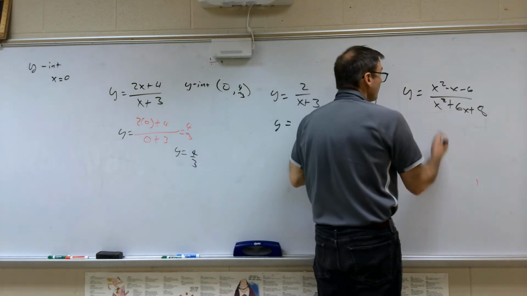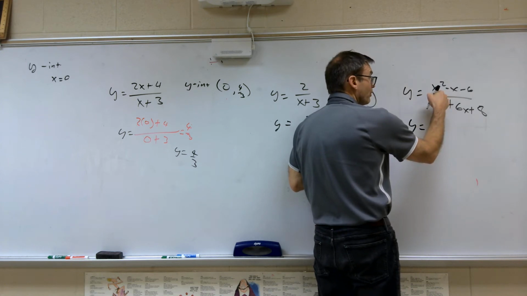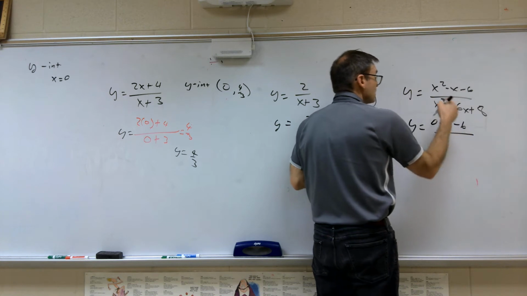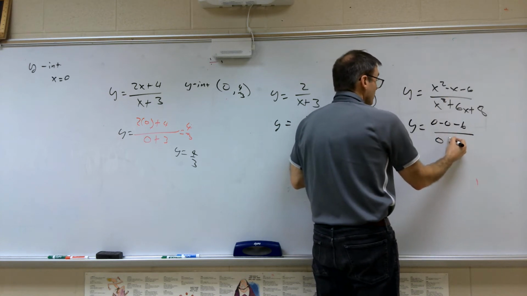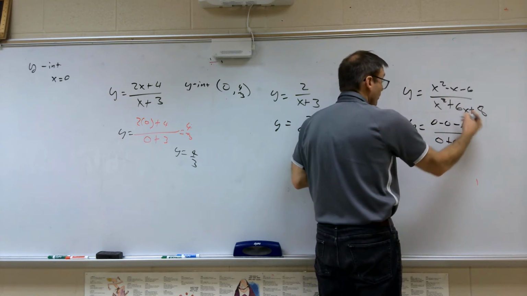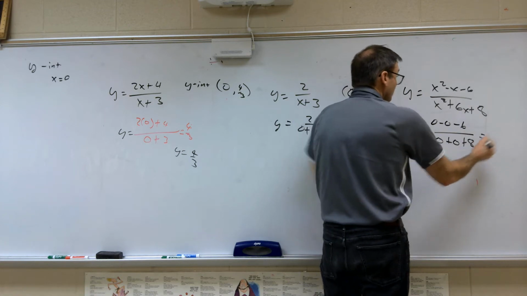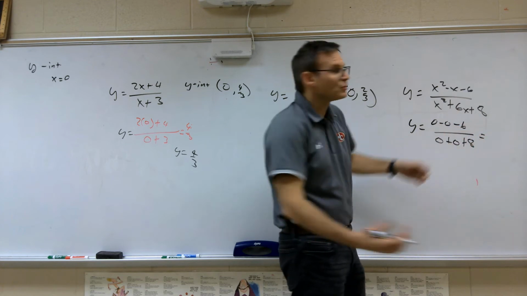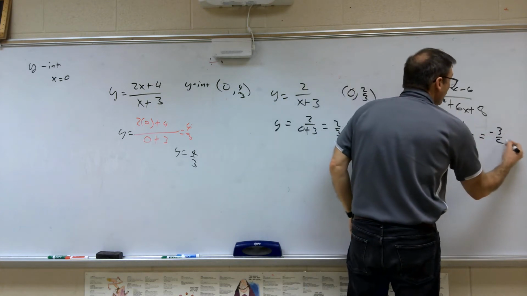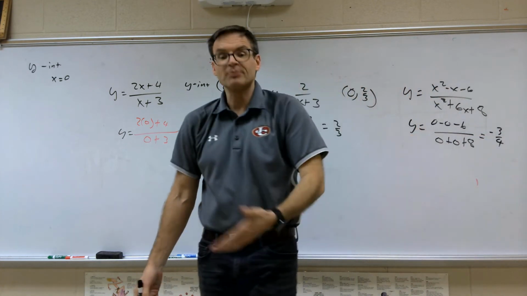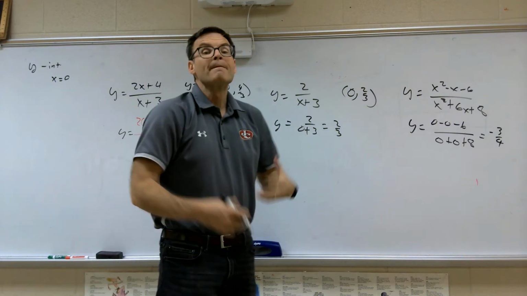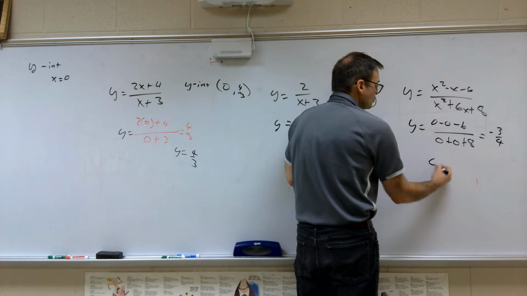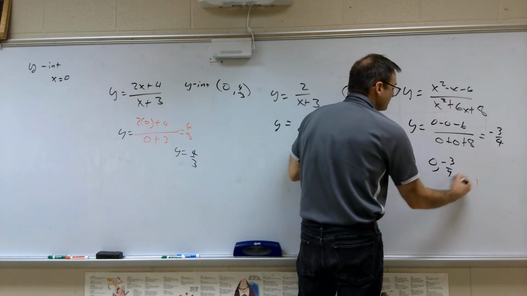When I plug in 0 for x, that's a 0, that's a 0, that's going to be minus 6, that's a 0, that's 6 times 0, which is 0, and that's an 8. So these go away. I'm just left with negative 6 over 8, which reduces to negative 3/4. So I found my y-intercept is at negative 3/4. But I need to write it as a coordinate, so my y-intercept is 0, comma, negative 3/4.